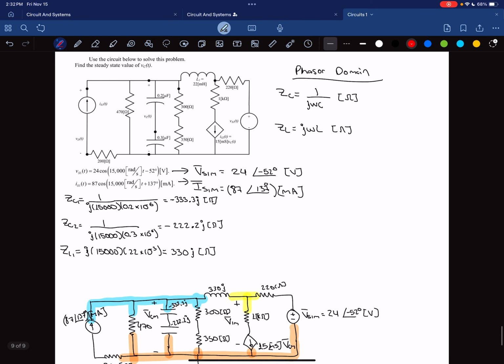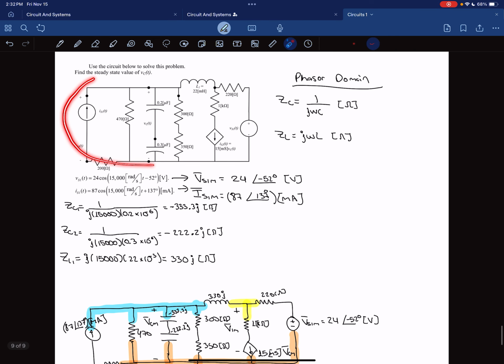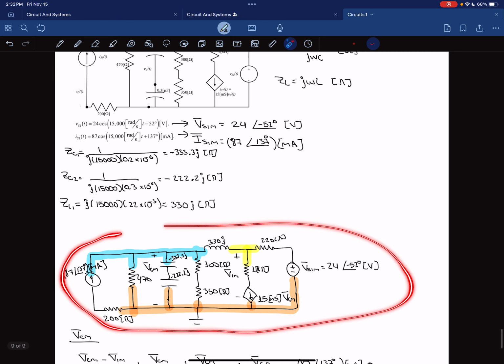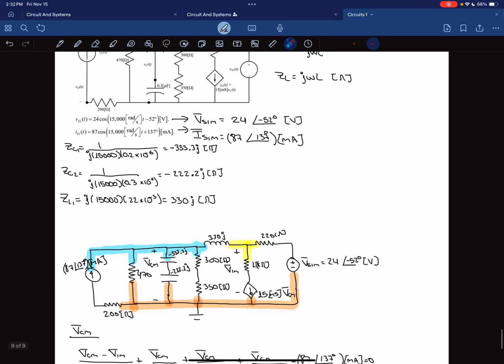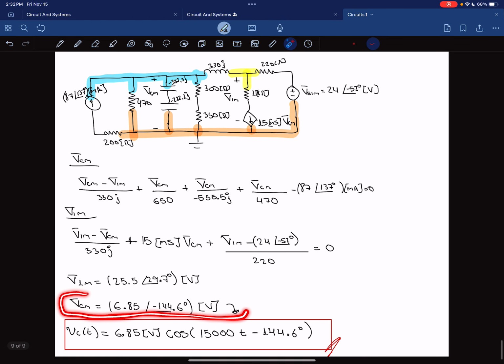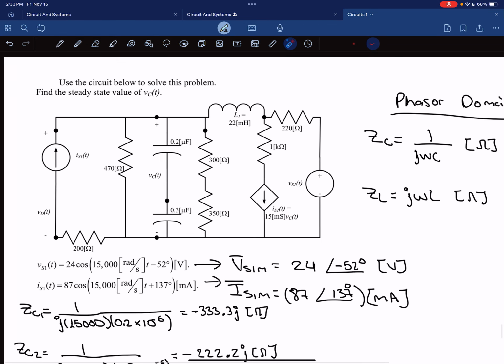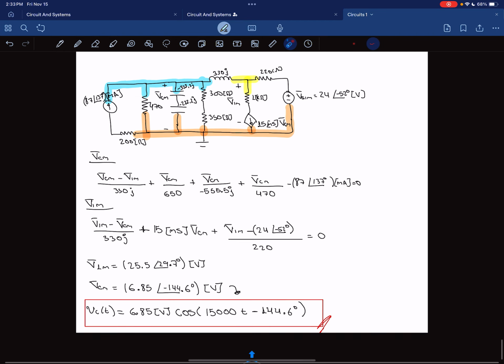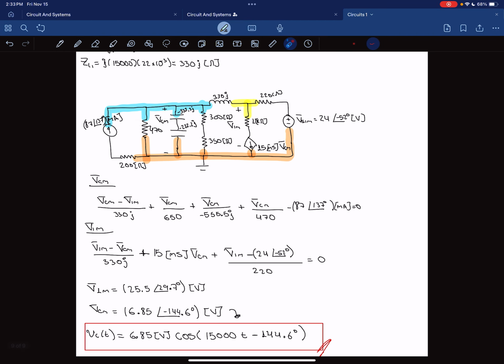So again, we convert this circuit into phasor domain to make it super simple to solve and find Vc of t. Once we found what's BCM, you get the answer, you convert to time domain, which is super simple, magnitude and angle, and you already had the omega. Once you do that, you have Vc as a function of time. And they were asking for Vc as a function of time. So that's basically everything. That's all for this problem.